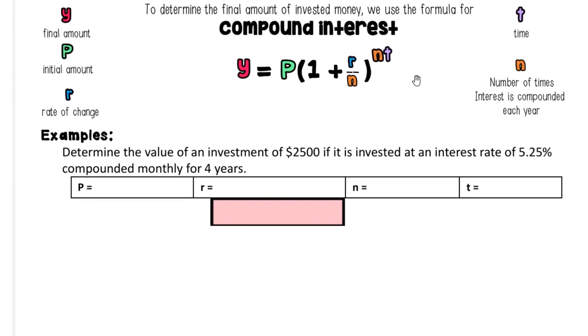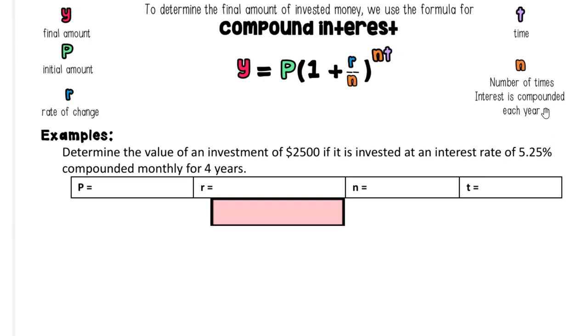So now the last part of growth and decay is talking about compound interest. So to determine the final amount of money that is invested, you are going to use a compound interest equation. So this is y equals p. P is the same thing that we were using as A in our previous formula. It's our initial amount. So y equals p times 1 plus our rate r, which we've been using. But we are going to divide our r by n. And n is the number of times it's compounded each year.